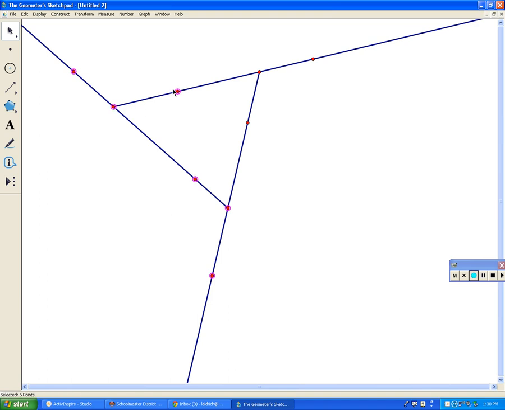And so the first thing we might want to do is make a little conjecture. What do you think? The inside angles of a triangle add up to what? 180. So what do you think the outside ones add up to? 360. 360 we're going with? Okay. Well, there's the first one.